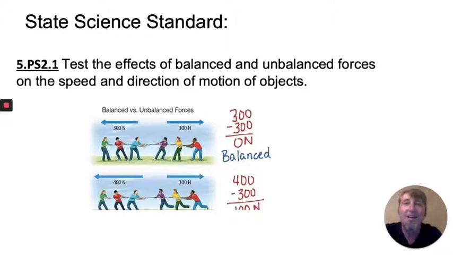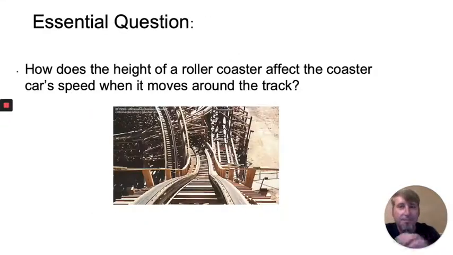The science standard today is to test the effects of balanced and unbalanced forces on the speed and direction of motion of objects. So our central question today: how does the height of a roller coaster affect the coaster car's speed when it moves around the track? Take a little think time on that.